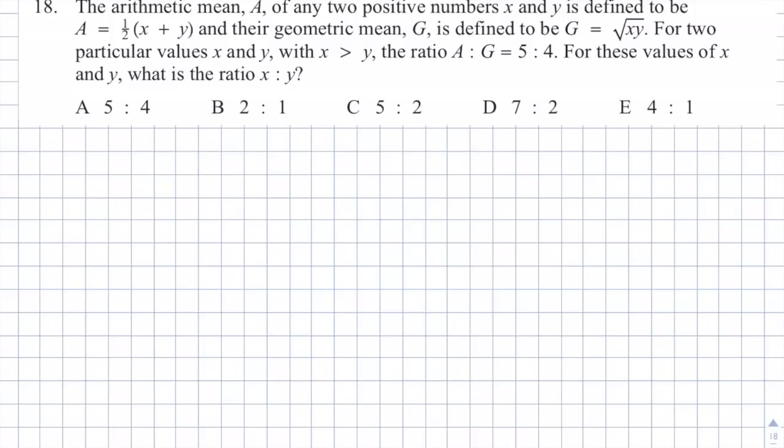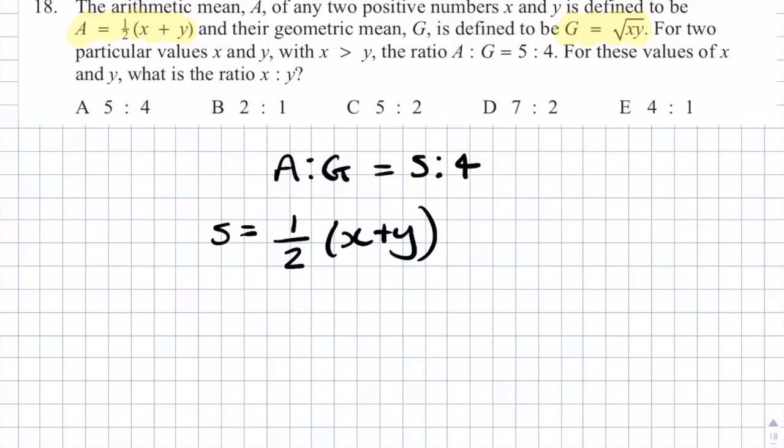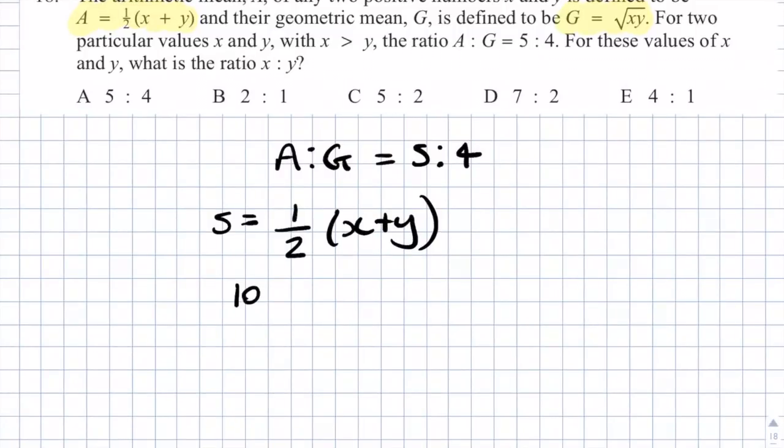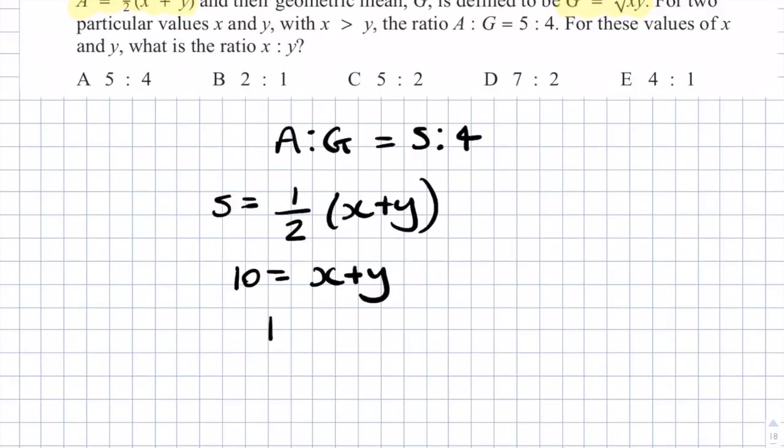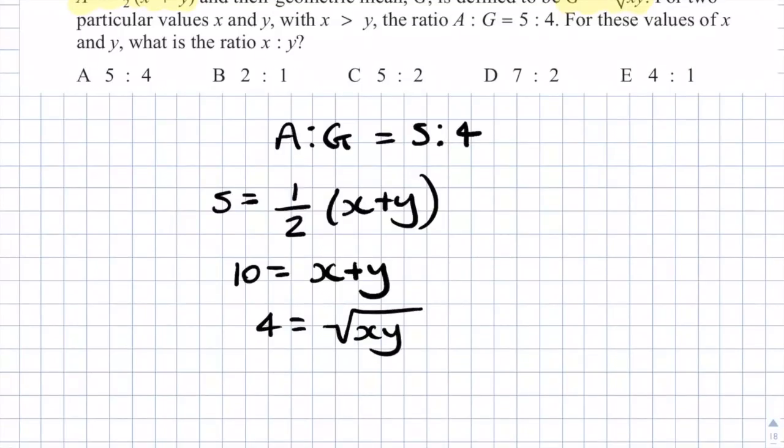So, how I thought about this is we've been given a ratio of A to G equal to 5 to 4. So therefore we can set each of the expressions for A and G to the figures within this ratio. So we'll get 5 equals a half of x plus y. And we can multiply both sides by 2, simplify this and get 10 equals x plus y. Then we can make G equal to 4. So 4 equals the square root of xy. Of course, square both sides, you get 16 equals xy.